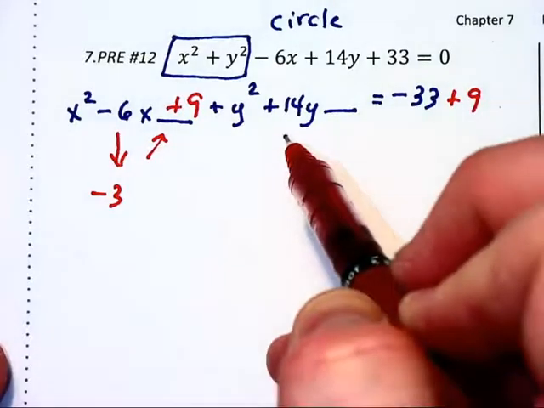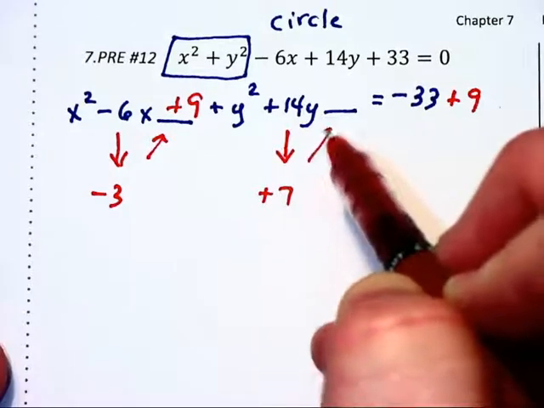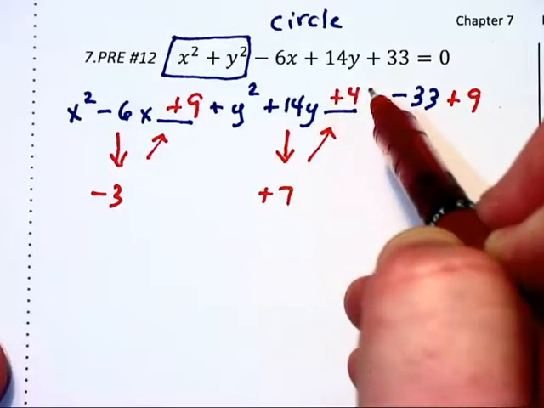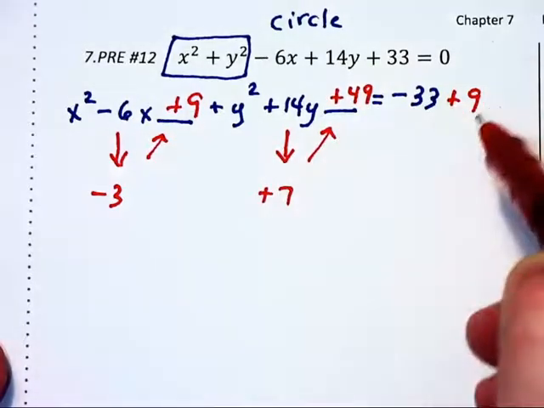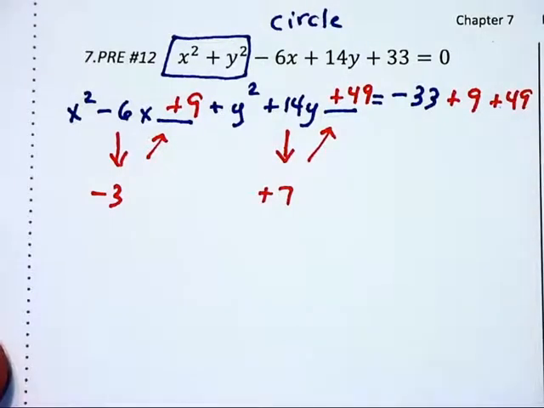Since we've added 9 to the left, we need to add 9 to the right. Then we're going to do the same thing with the y's. Cut the 14 in half to a 7, and square it in turn to 49. Adding 49 to the left means we need to add 49 to the right-hand side of the equation also.